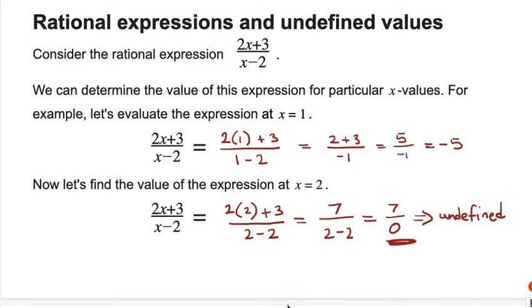That's a problem. So what we say here is that this expression, 2x plus 3 divided by x minus 2, is undefined when x is equal to 2. So we would stipulate that x is not equal to 2 would be one of our conditions to being allowed to use this rational expression. So let's take a look at what that looks like.